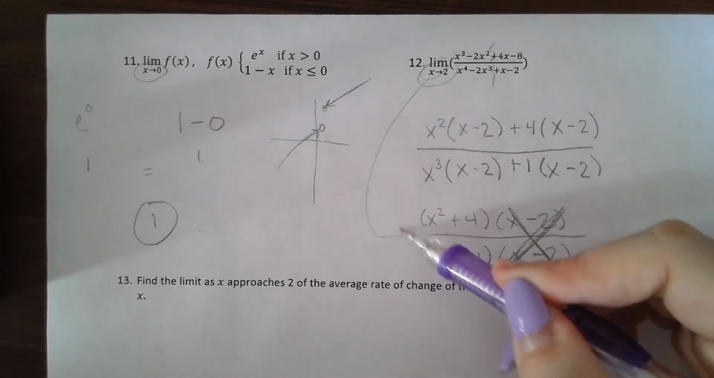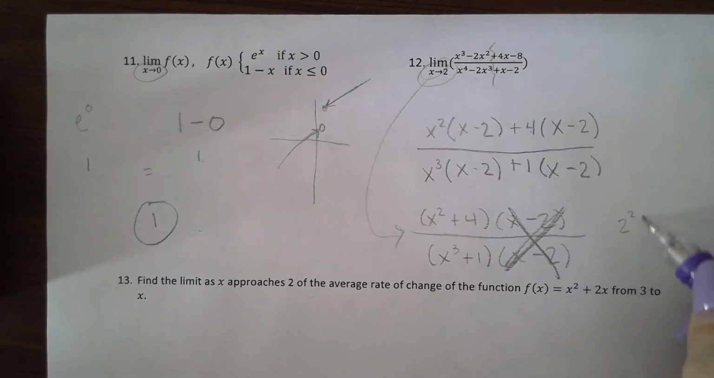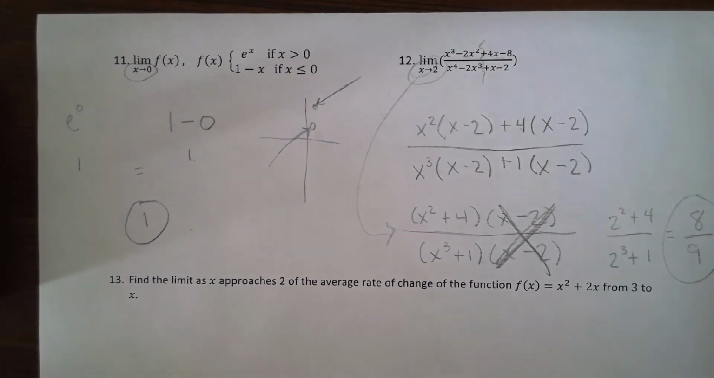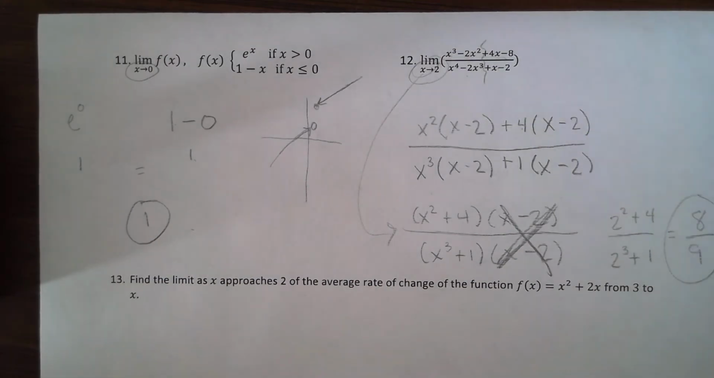Now we can plug in that 2 here. So we have 2 squared plus 4 over 2 cubed plus 1 gives us 4 plus 4, 8, over 8 plus 1, 9. Okay. When in doubt, try to factor. Can't hurt.